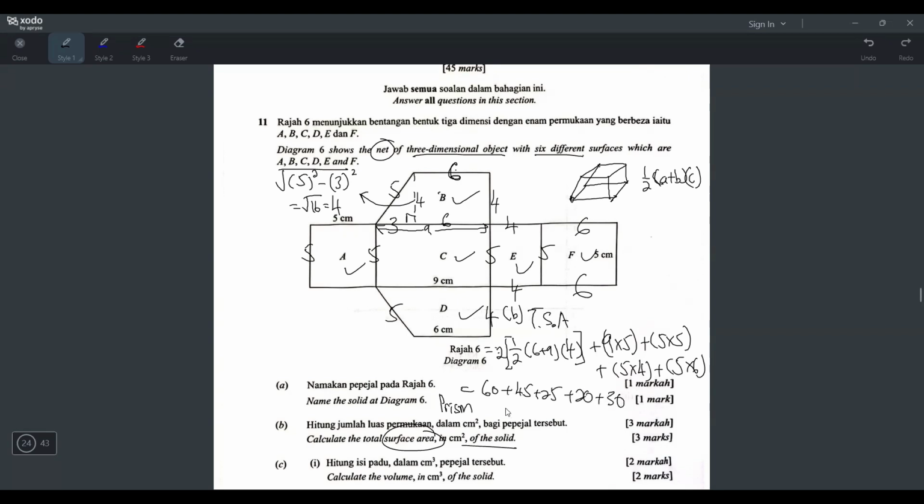5 times 6, 30. Tambah semua. 105 plus 25 plus 20 plus 30. Okay, my calculator gives me 180. So you tulis je lah, 180.